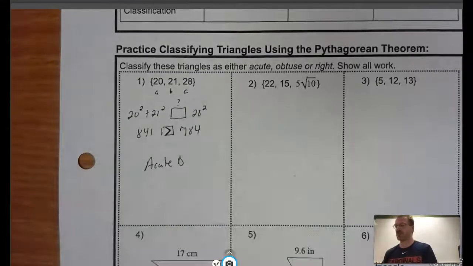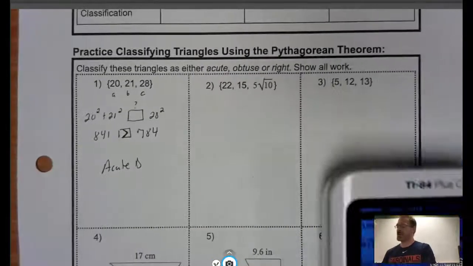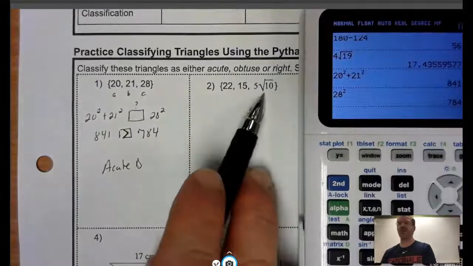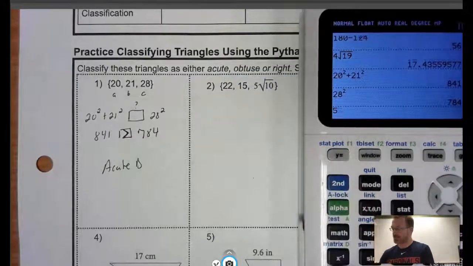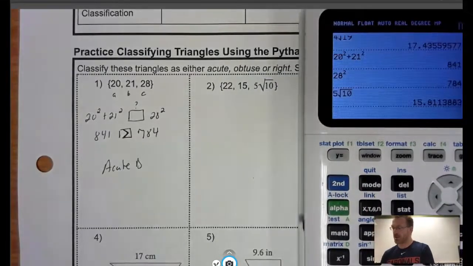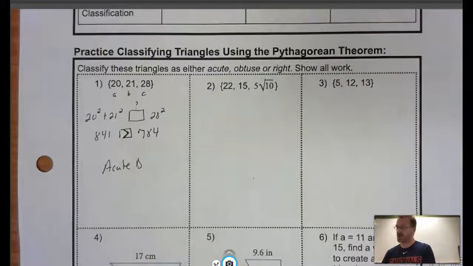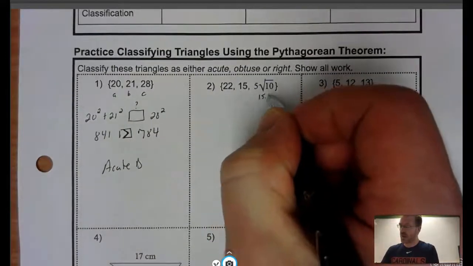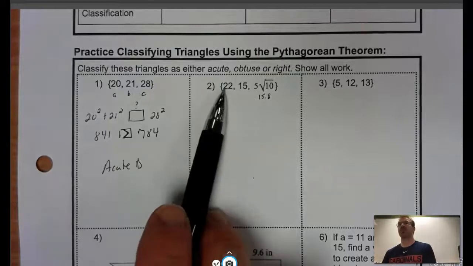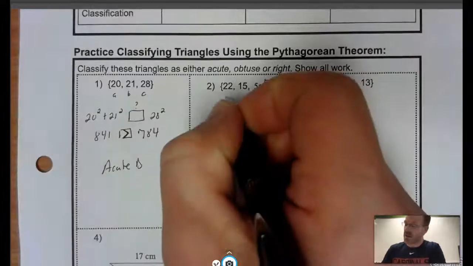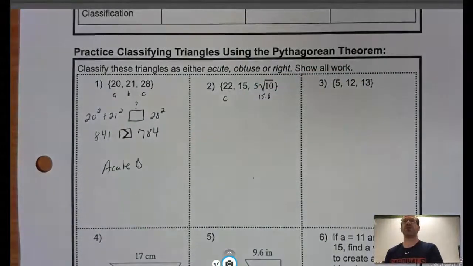Let's look at number 2 here. Once again, I have a square root here. Do you know what 5 root 10 is? Do you have an approximation in your head? Let's go ahead and look at that and see what it really is. So 15.8-ish. Now what we can see is, oh, this is my longest side right here, so this has to be C. So 22 is my longest side.